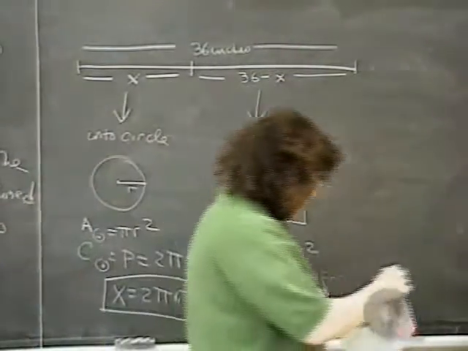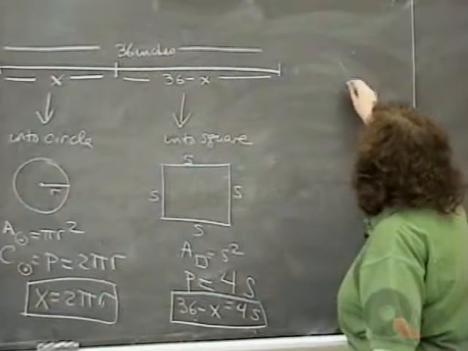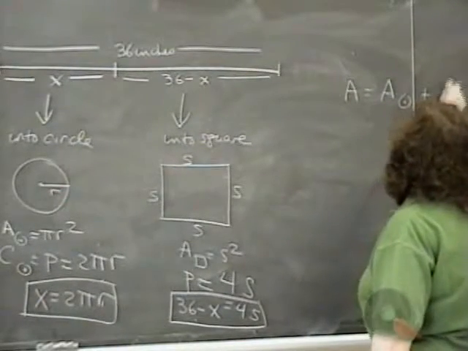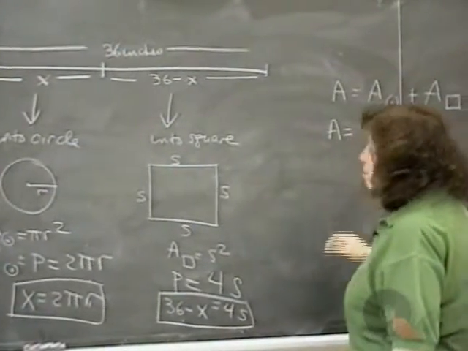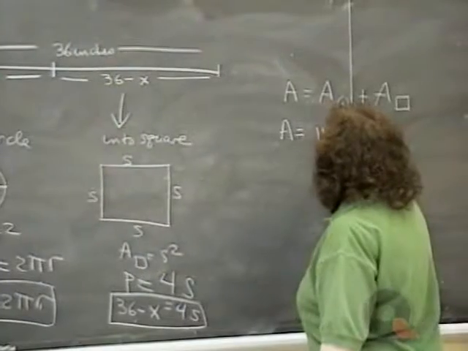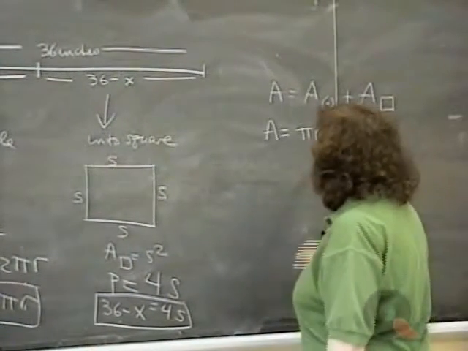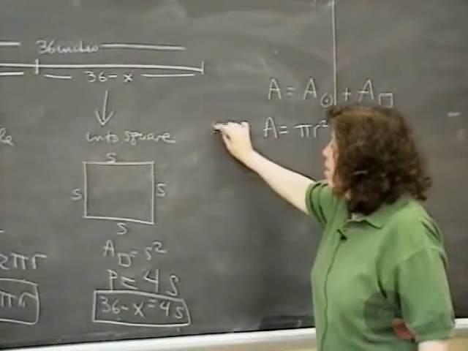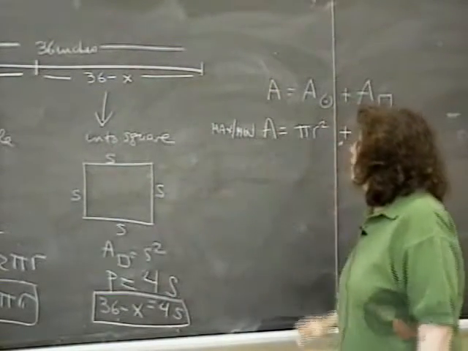Now, I want to consider the total area, which is the area of the circle plus the area of the square. The area of the circle, of course, is pi r squared. The area of the square is s squared. In one case, we want to maximize, and in the other case, we want to minimize the total area enclosed.